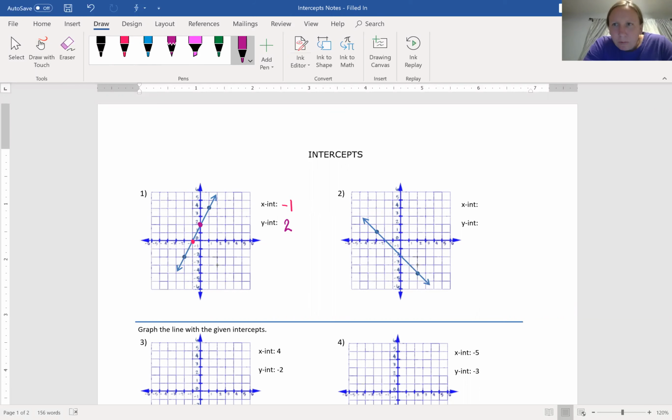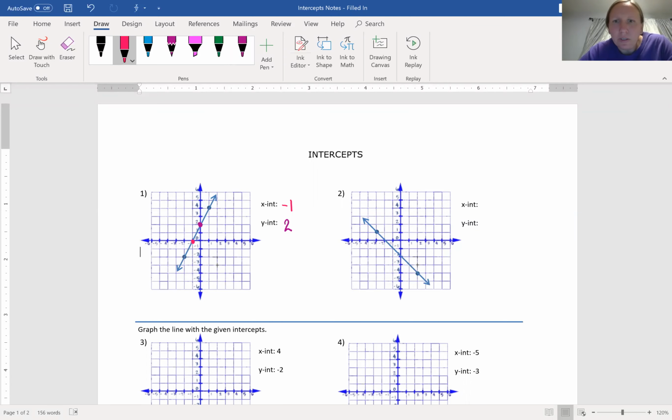Notice that I only wrote the numbers. I didn't write it as an ordered pair. I'd say for the most part, you usually will just write it with the number of the intercept. Occasionally, directions to questions might say to write it as an ordered pair. So just always make sure you're following directions on things. But for our purposes, we're just going to write the numbers.